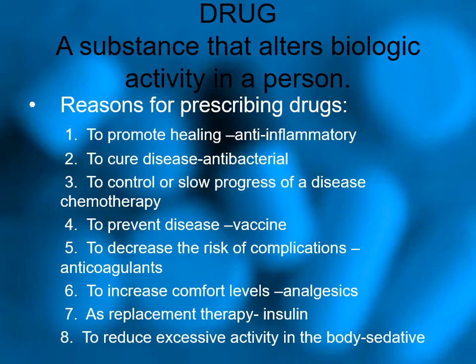Seven, as replacement therapy, like insulin or Sinemet, something to replace dopamine, or Synthroid to replace thyroid hormone, or hormone replacement therapy. Number eight, to reduce excessive activity in the body, like a sedative or anti-anxiety medication. The Food and Drug Administration, or the FDA, has the legal responsibility for deciding whether a drug may be distributed and sold.